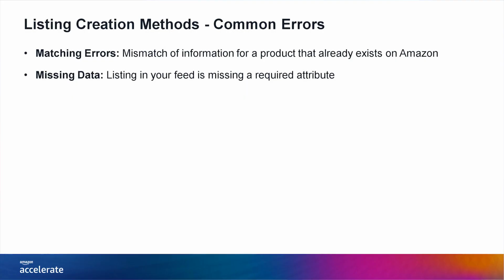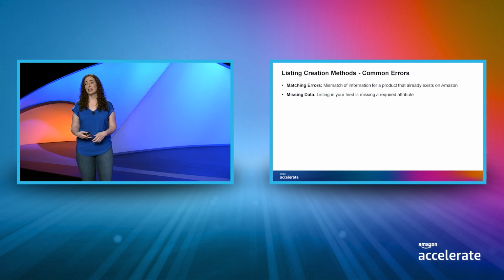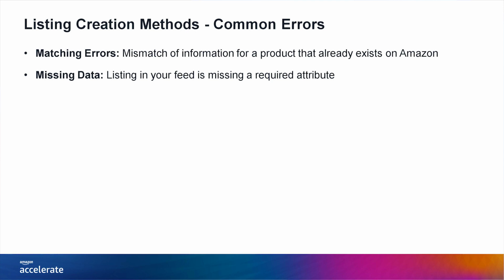There are 2 common errors you might run into when using a file to create bulk listings. Matching errors occur when the UPC or product identifier matches to a product already on Amazon, but the product information you've uploaded differs from what is already existing, like the size. Another common type of error occurs when a required attribute is missing from your template, such as the quantity or SKU.